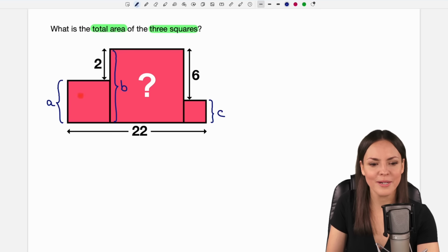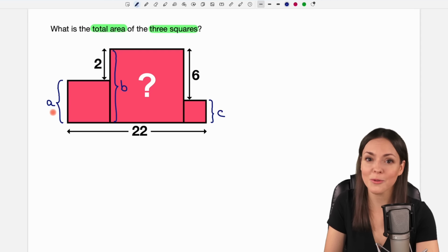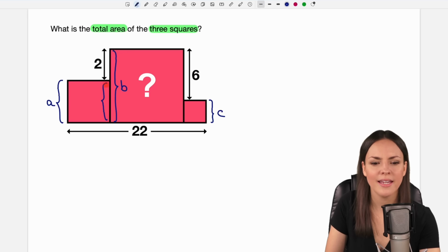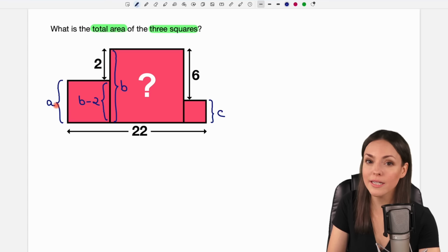It would be better if we can find a connection between the variables so that we maybe not have three, but only one of them would be better. So let's try and find a connection between A and B. We have A here, so this is the length of our A. Can we write this now in terms of B? Yes, we can, because the entire side here is B, but we don't need all of that. So from our B, we just subtract the 2 to get the length of this part here. So B minus the 2 is this part here, so we don't need our A anymore.